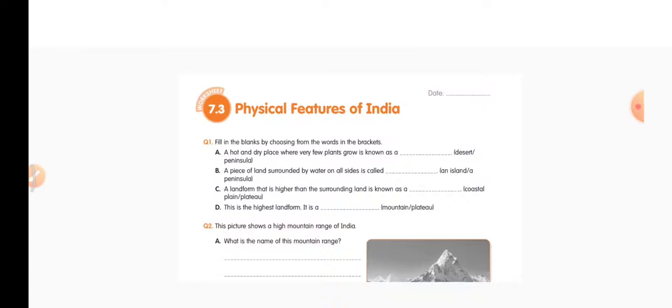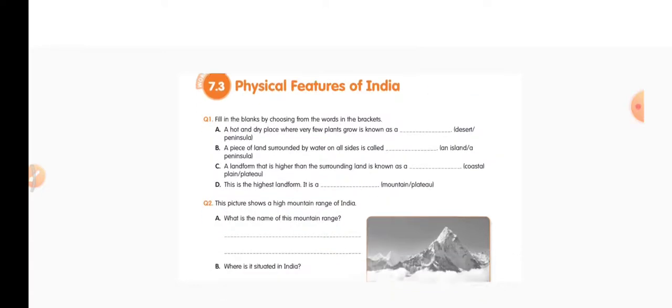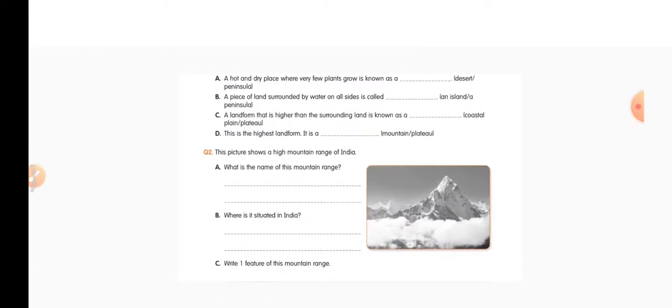The picture shows a high mountain range of India. What is the name of this mountain range? It is the Himalayan mountain range, also known as the Northern Mountains. B. Where is it situated in India? It is situated in the northern part of India. C. Write one feature of the mountain range. It is covered with snow throughout the year. Okay. Question 3.